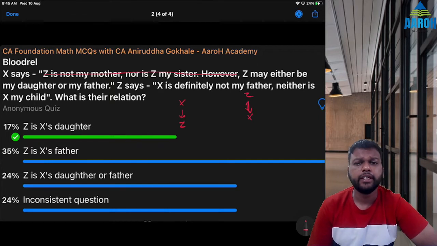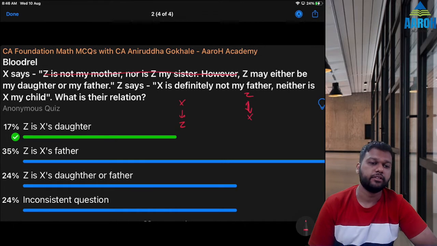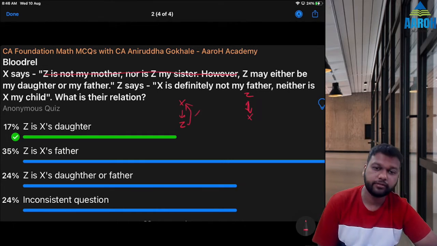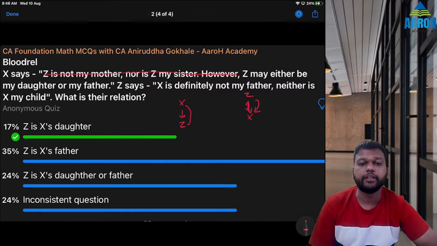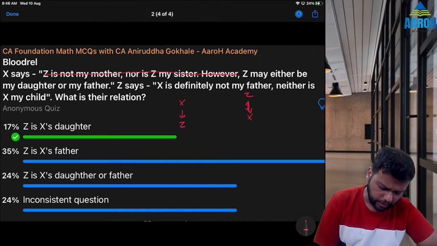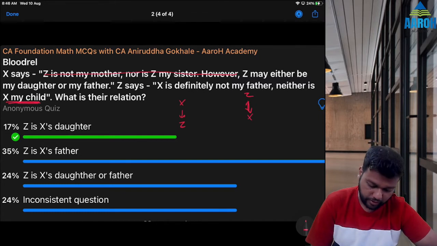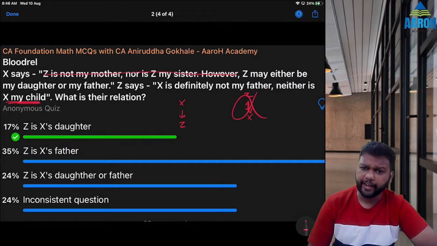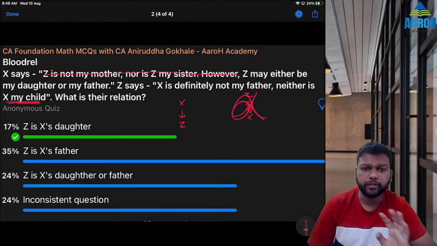What is Z saying? X is definitely not my father, neither is X my child. Now concentrate here. Neither is X my child. Child means son or daughter. So this is definitely not true, because Z is saying X is neither my child, so neither son nor daughter, so this is out.